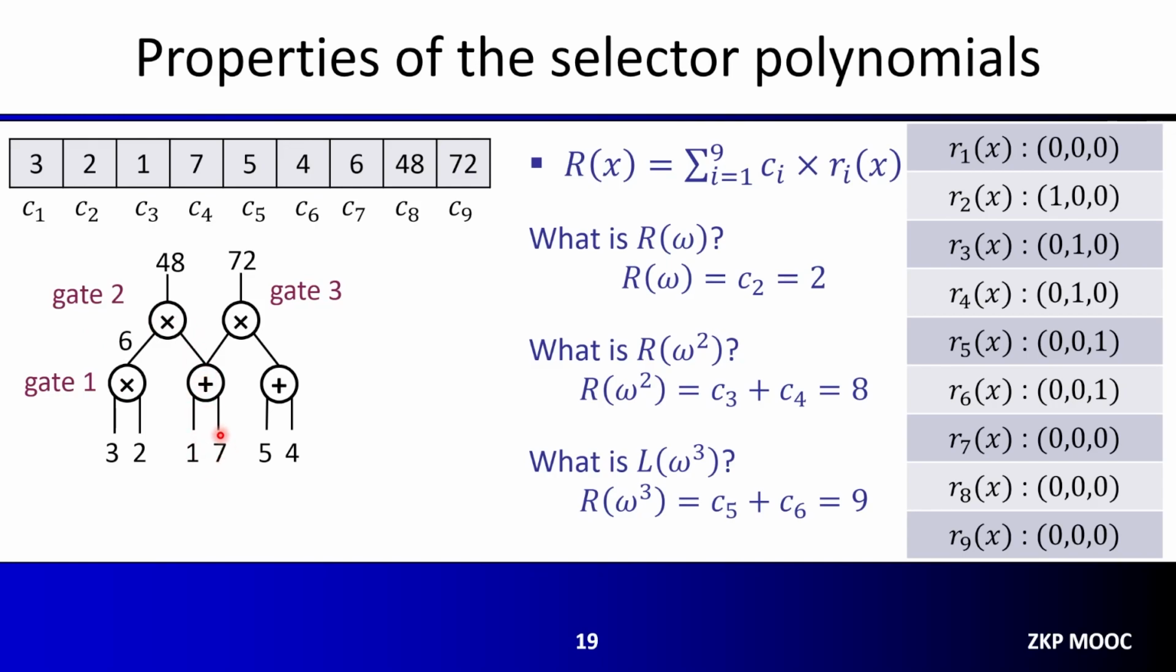Again, they go through these addition gates, and both of them are right inputs of this multiplication gate 2. And finally, there's a typo here, it should be R of omega to the cube equals C5 plus C6. That is because we have R5x and R6x non-zero at this point, and that corresponds to the right input of gate 3. So we are essentially selecting the right inputs of every multiplication gate using this capital Rx polynomial.